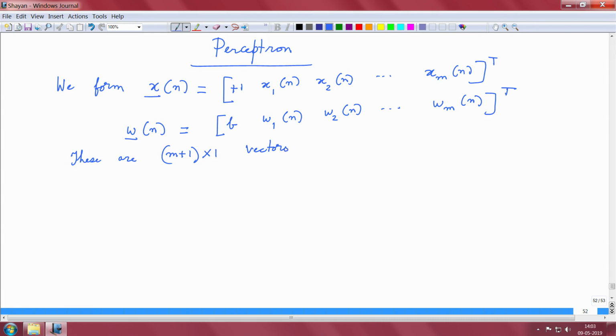Okay, so, the n signifies that we are operating in online mode and we are getting these vectors sequentially at time n. So, the indication of the time order is basically n there. Now, we have defined these two vectors. So, we define v of n to be the inner product between x and w. So, I would call this w transpose n times x n.